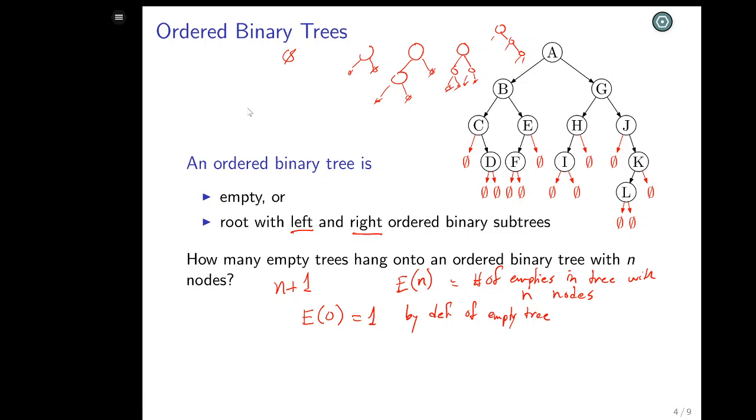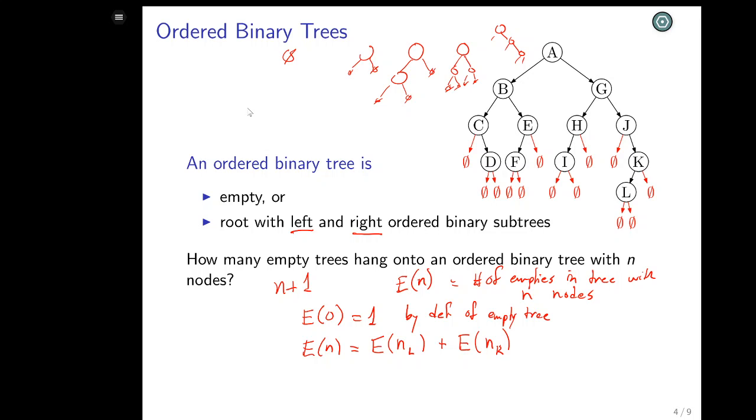Well, we know that a given tree, in this case a binary tree, so we have an ordered binary tree, has 2 children. We can say that E of n is going to be the number of empties in the left tree plus the number of empties in the right tree, which is E of the number of nodes in the left tree, plus E of the number of nodes in the right tree.